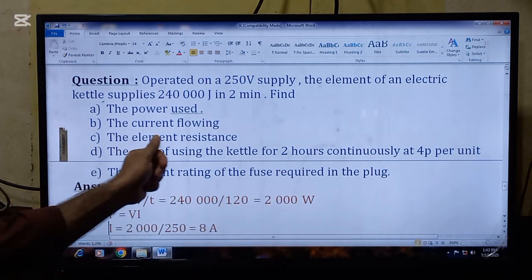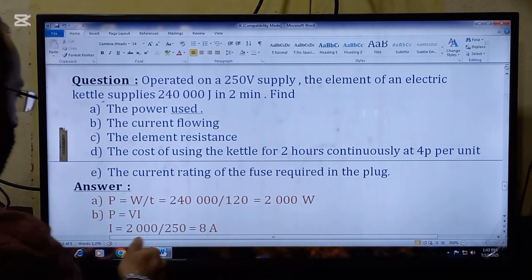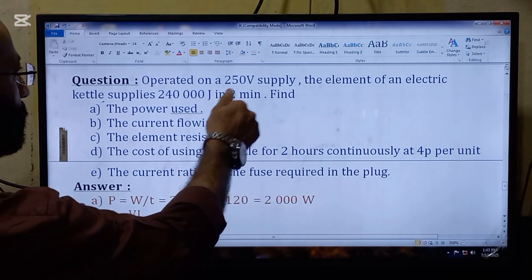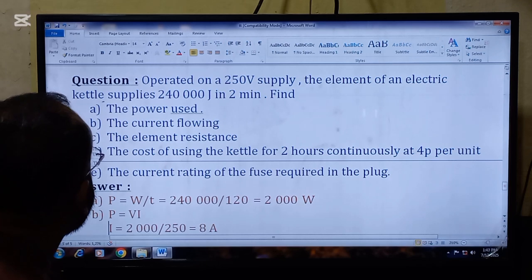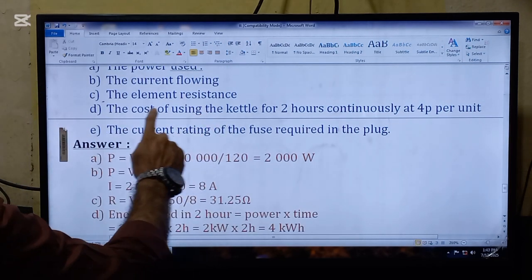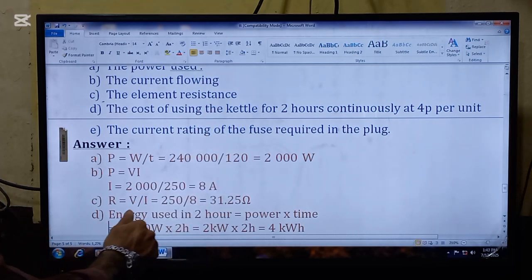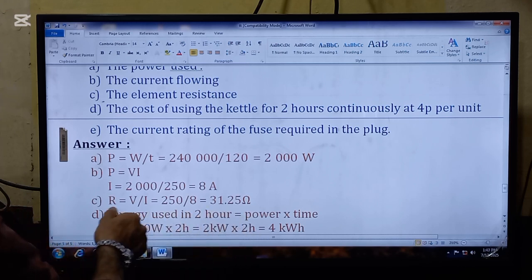The second part is the current flowing. The formula used is P equal to VI, so I will be equal to P over V. P is 2000 watt and V is 240 volt. Solving it on the calculator will give you the answer 8 ampere. The next thing that we are going to solve is the element resistance. So R is equal to V over I. V is again 240 volt and I is 8 ampere. Solve it on the calculator and it will give you the answer for the resistance.